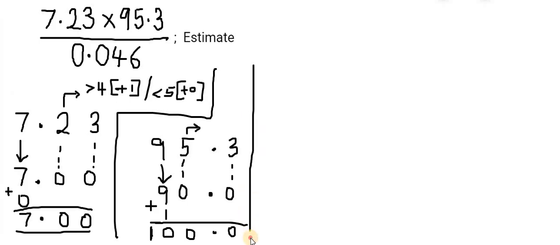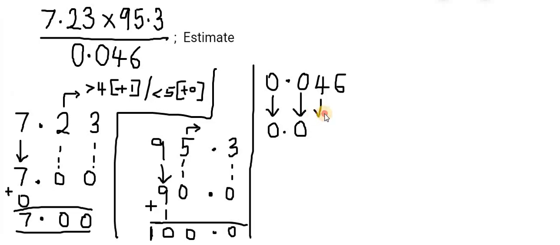Finally, we do the same for 0.046. Zeros like this are not significant figures. We just bring them down, but we don't count them as significant figures. Our first significant figure is 4.